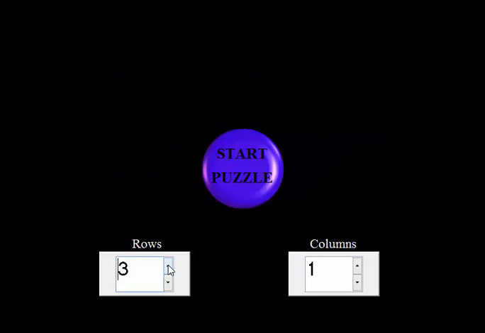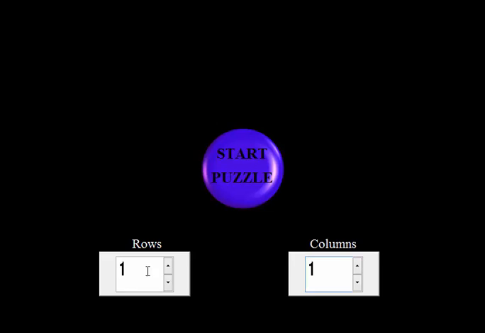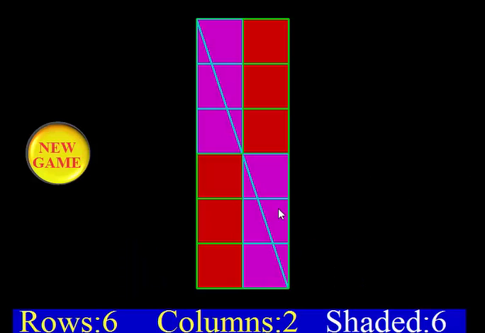Just to finish off, what if we had 4 rows and 2 columns? The answer is 4 squares. And what about 6 rows and 2 columns? Something to think about, isn't it?